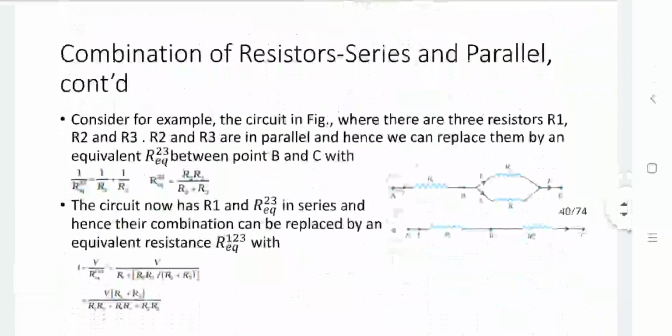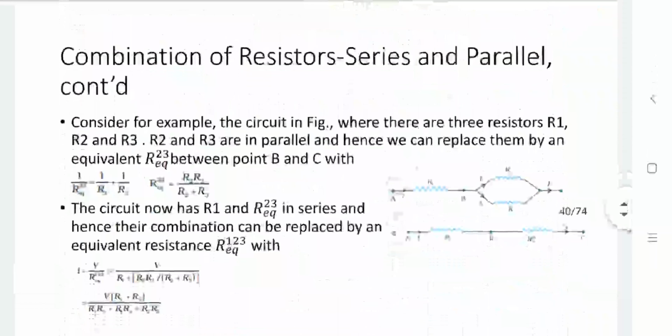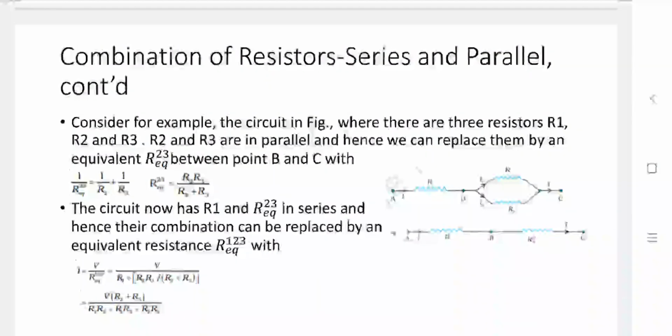Here, one simple example is given. Between A and B, R1 resistor is there. Between B and C, 2 resistors are connected in parallel. Here we need to get the equation of current I passing through the whole network between A and C. So for that, first we need to solve R equivalent. First, between B and C, 2 resistors are in parallel.